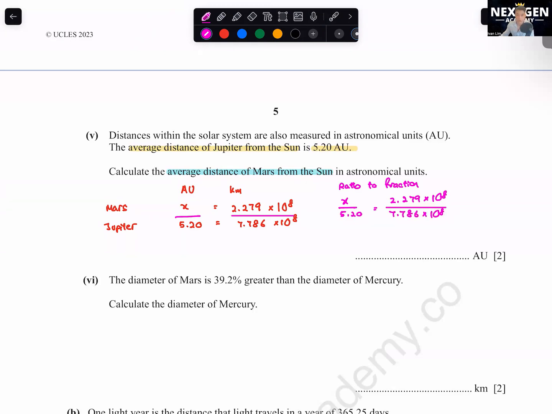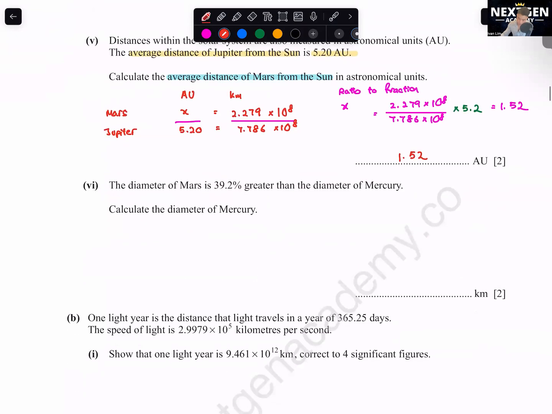Okay, I'm going to bring this value to the right-hand side. Okay, I don't want to keep writing down, so you all just type in the calculator. Okay, this one, I bring it to become multiply 5.2. From the bottom here, type this whole thing into the calculator, you should get 1.52. I'm just using ratio over here.